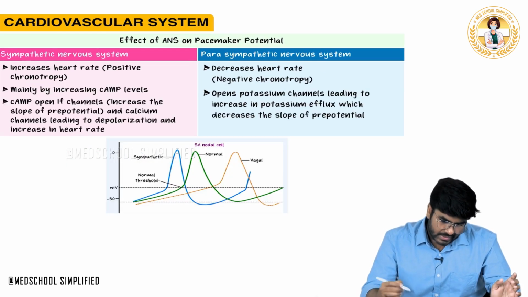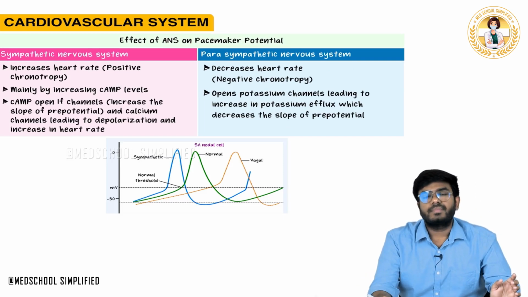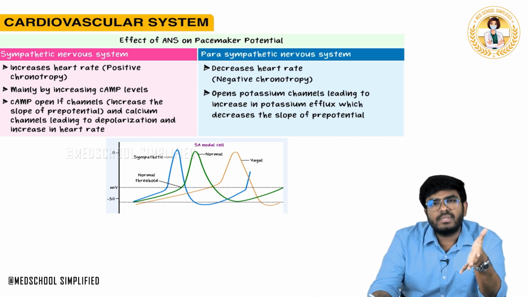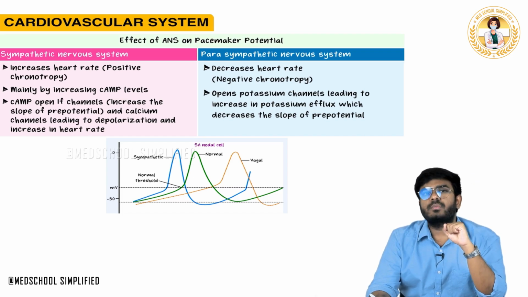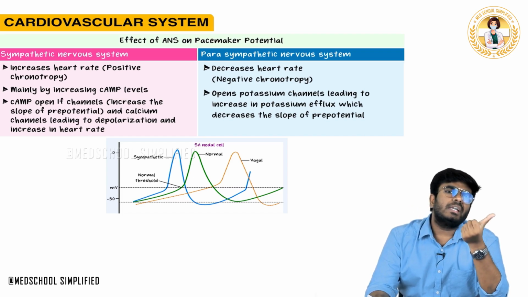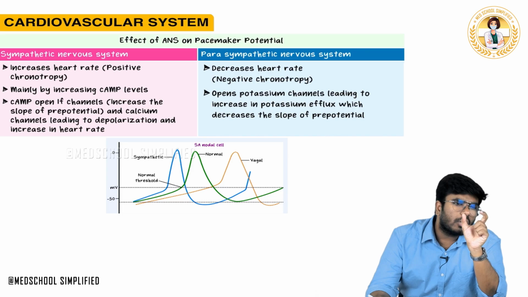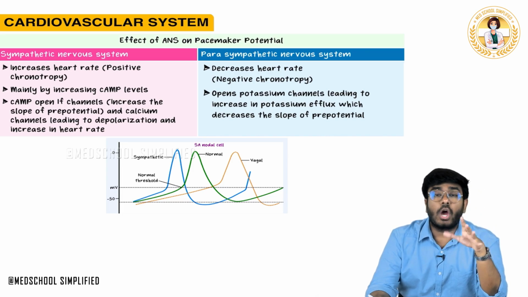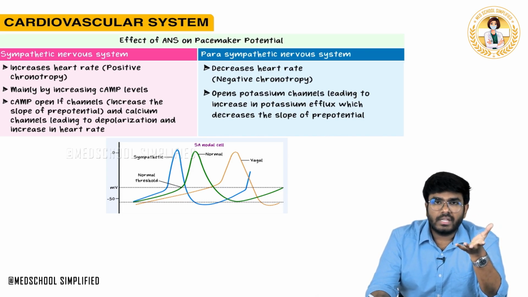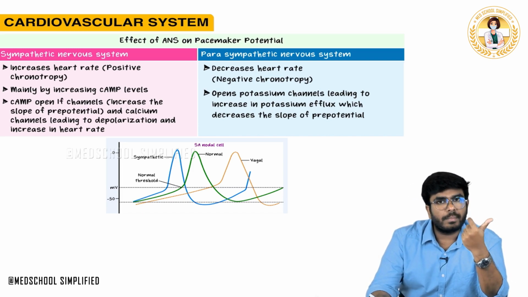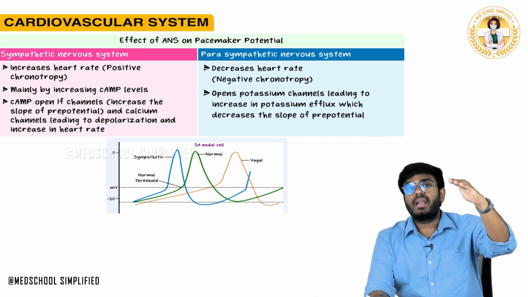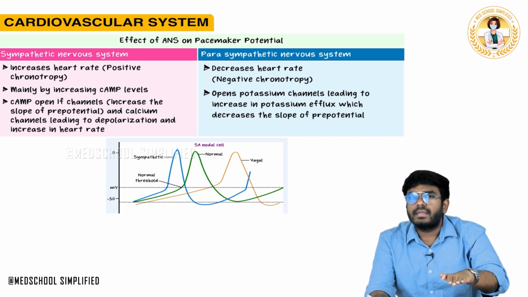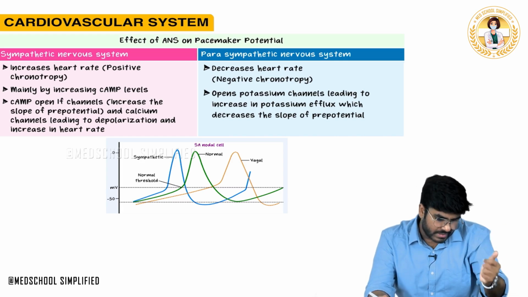Now, after saying this, let's discuss the effect of the autonomic nervous system on pacemaker potential. How is the autonomic nervous system going to affect the pacemaker potentials? How many types of autonomic nervous system do you know, guys? Autonomous activity means involuntary activity. Your heart rate is not under your control. There are two types of autonomic nervous system: sympathetic nervous system and parasympathetic nervous system. Sympathetic nervous system increases the heart rate. Parasympathetic nervous system decreases the heart rate. How will this happen? Now we will see.